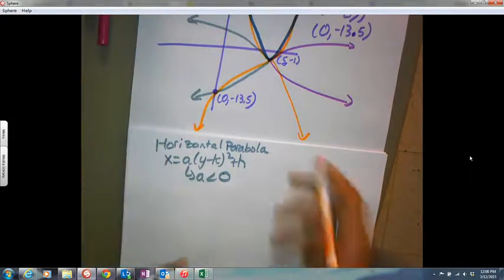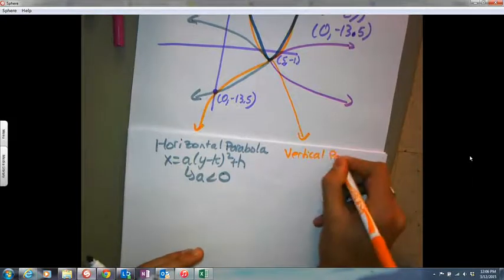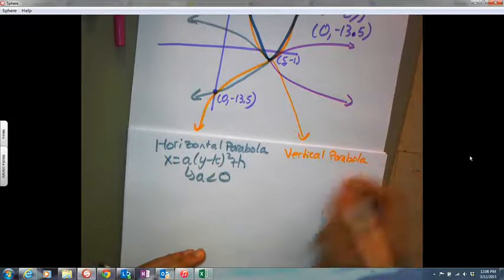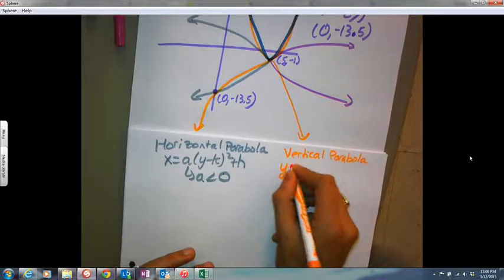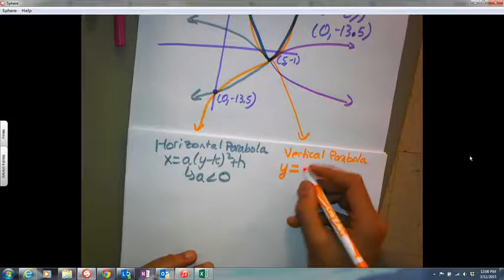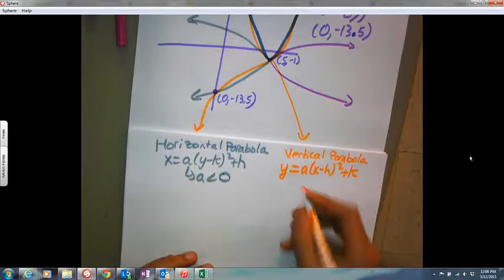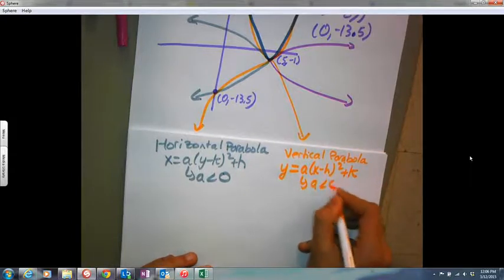For the orange one, that's vertical. y equals... again a is less than 0. We're opening left.